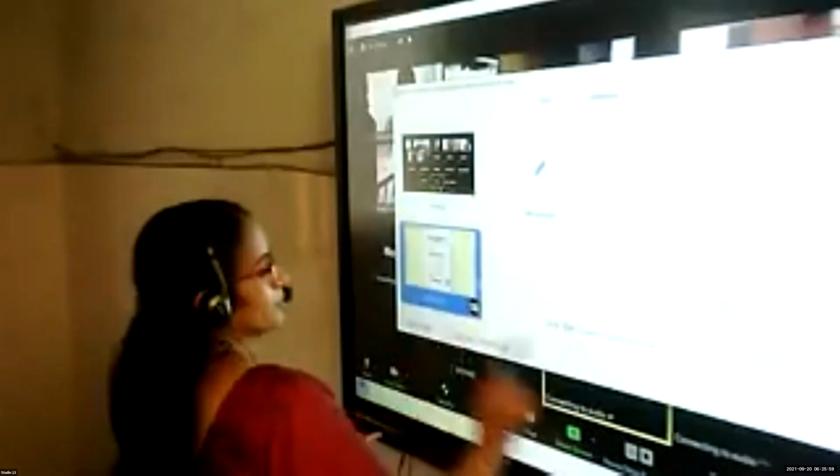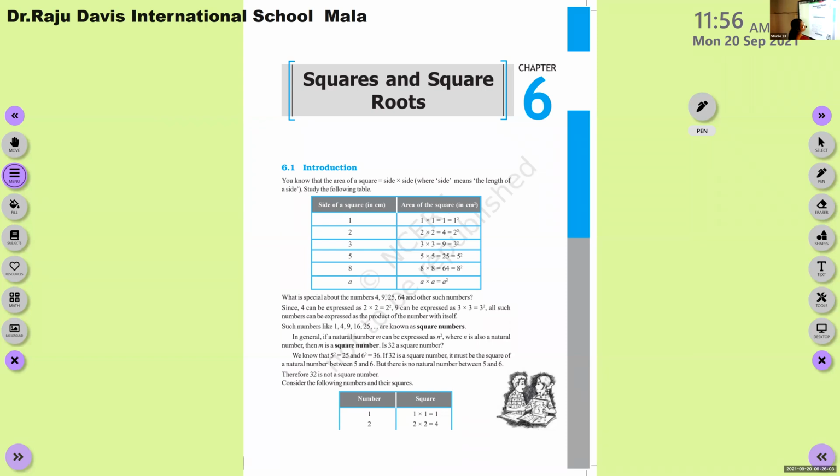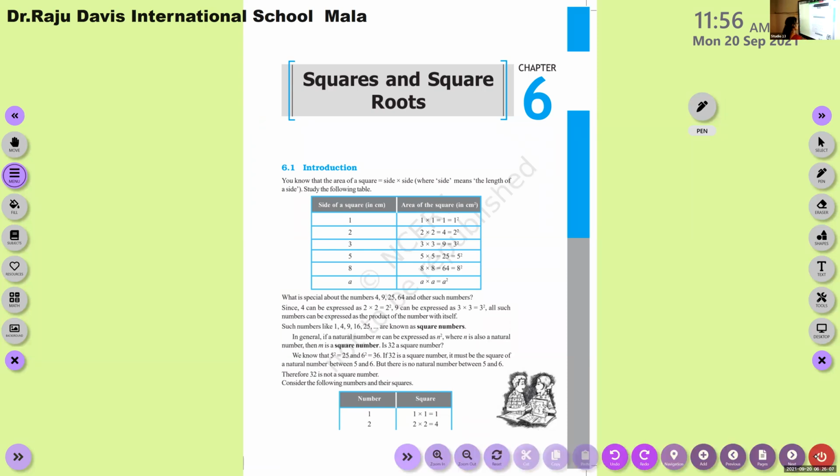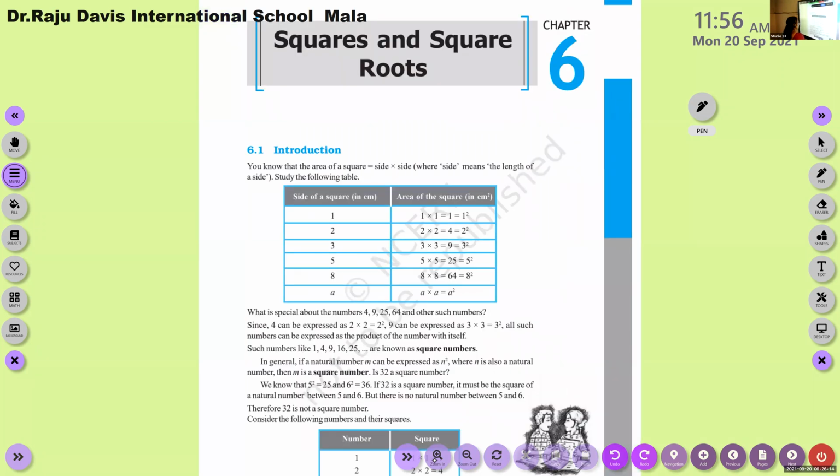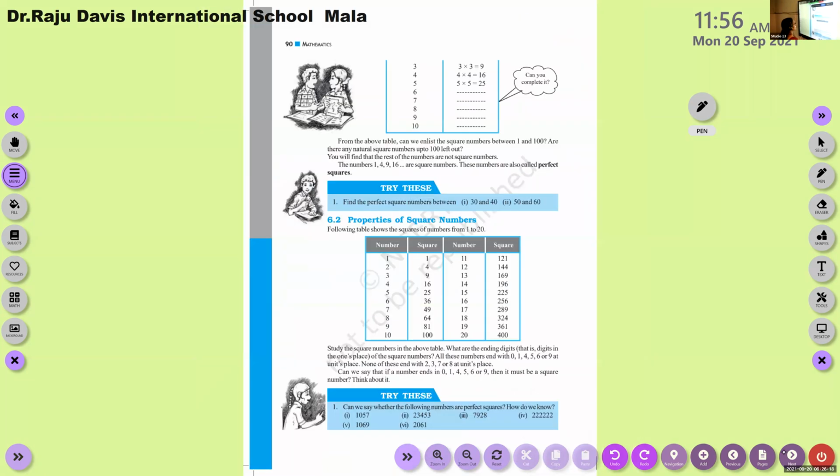Squares and square roots. There are so many things to study in squares and square roots. What's the meaning of square numbers? Amrita, what do you mean by a square number? We have studied all about square numbers. A square number means what, Amrita? It is a natural number. And anything else? Ma'am, it can be expressed as n square. Correct, n square. Expressed as n square.